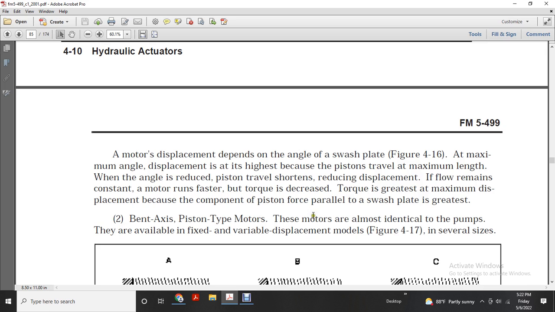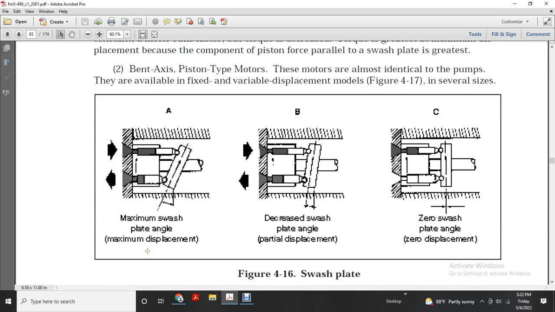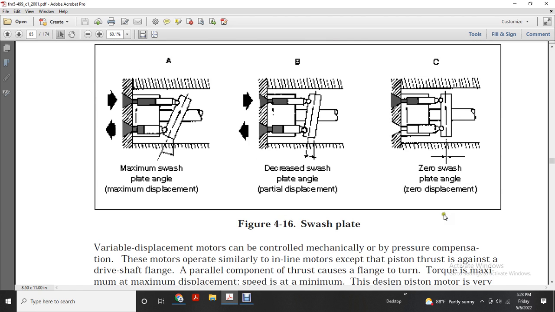Bent axis piston type motors are almost identical to pumps. They are available in fixed and variable displacement models, figure 417, in several sizes. Maximum swash plate angle, maximum displacement. Decreased swash plate angle, partial displacement. Swash plate angle 0, displacement 0.